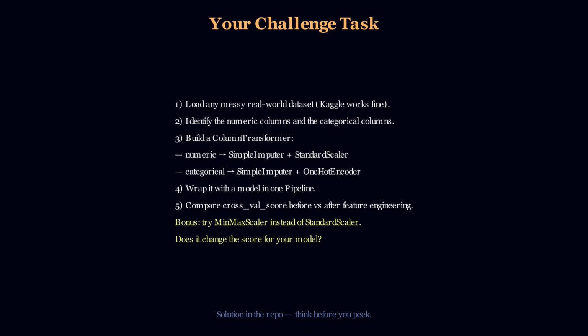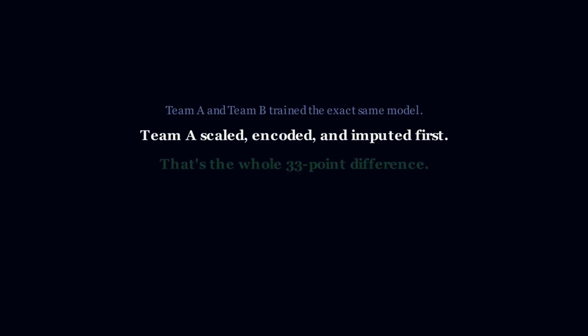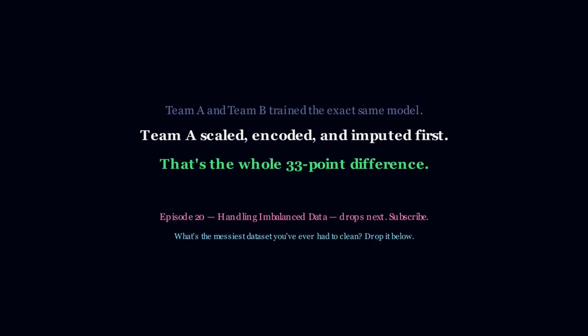Think before you look. Team A and Team B trained the exact same model. Team A scaled, encoded, and imputed first. That's the whole 33-point difference. Episode 20, Handling Imbalanced Data, drops next.